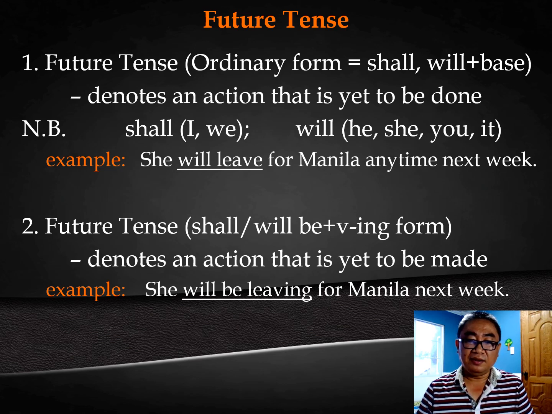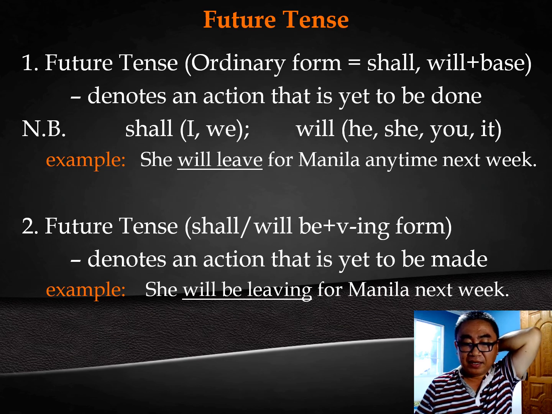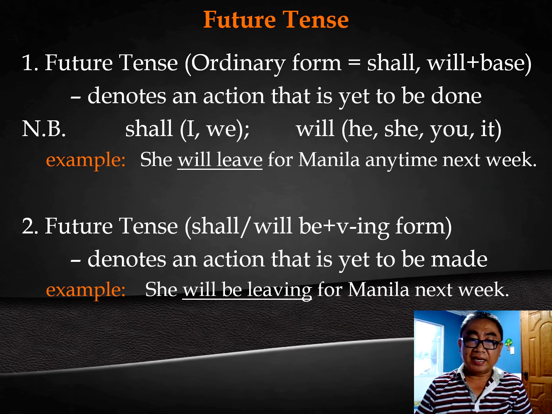Let's go to the future tense with shall and will plus be plus the verb form that denotes an action that is yet to be made. Like, she will be leaving for Manila next week. So that is a form of a future tense. Subject plus will plus be plus the base form of the verb. She will be leaving for Manila next week. So the action will still happen, right?